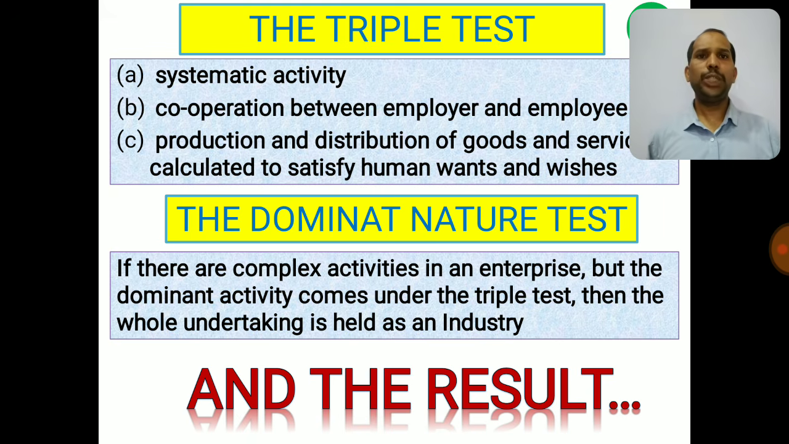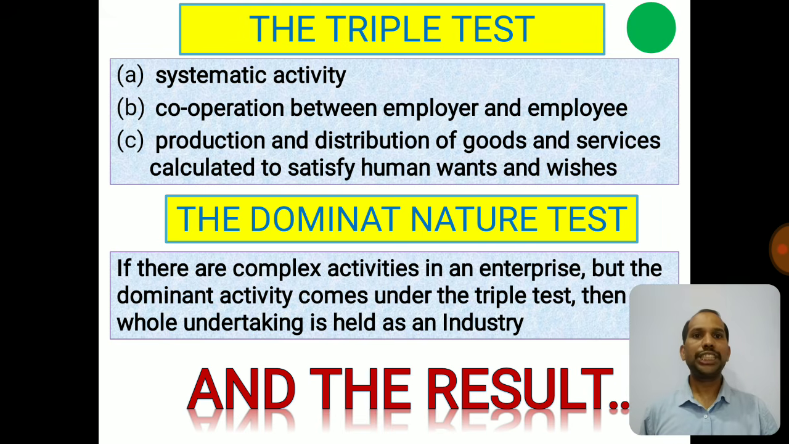The first one is that there should be systematic activity happening. The second one is that there should be cooperation between employer and employee. And the last one is production and distribution of goods and services calculated to satisfy human wants and wishes. So remember these 3 points. 1, there should be systematic activity. 2, cooperation between employer and employee is very much required. And third, production and distribution of goods and services calculated to satisfy human wants and wishes. If any industry passes these 3 requirements, it will be considered an industry.